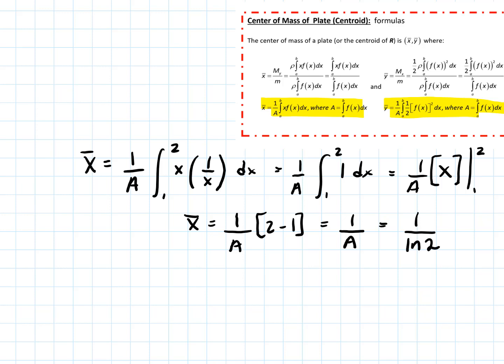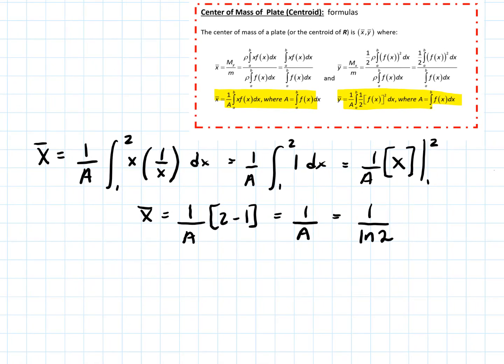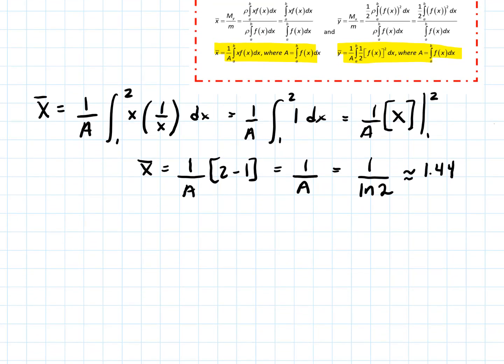Okay, so 1 over the natural log of 2, if we actually were to get that, and I want to go back to the graph here in a second. x bar is approximately 1.44. So the center of mass, the x coordinate, is approximately at 1.44. And then we would want to find the y coordinate.